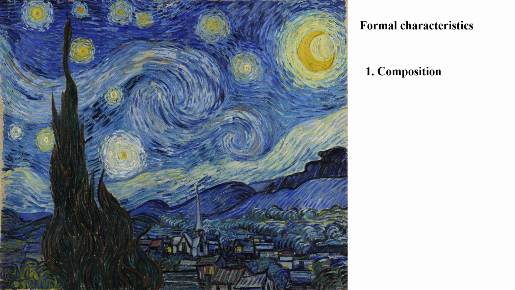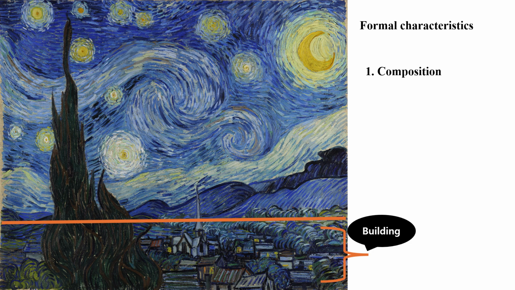Composition. Looking at the painting, we can see a small village at the bottom, while the vast majority of the canvas is occupied by the sky. This emphasizes the centrality of the heavens. Yet, rising vertically in the foreground is a dark cypress tree that disrupts the horizontal calm of the village. These contrasts create tension and imbalance within the composition.